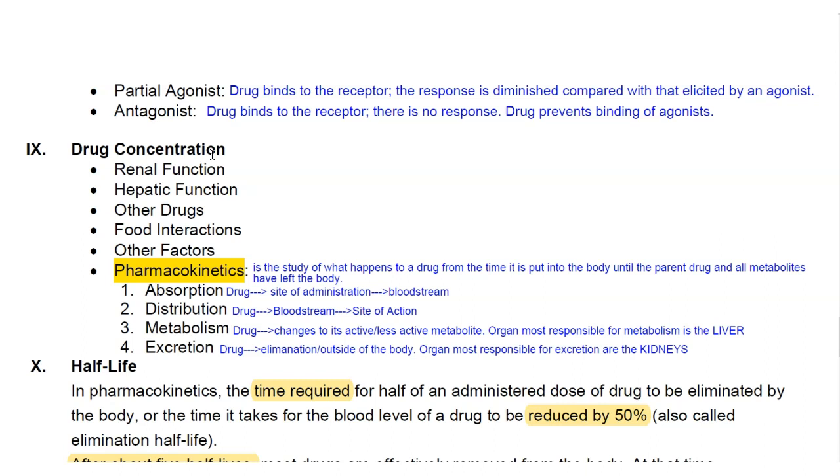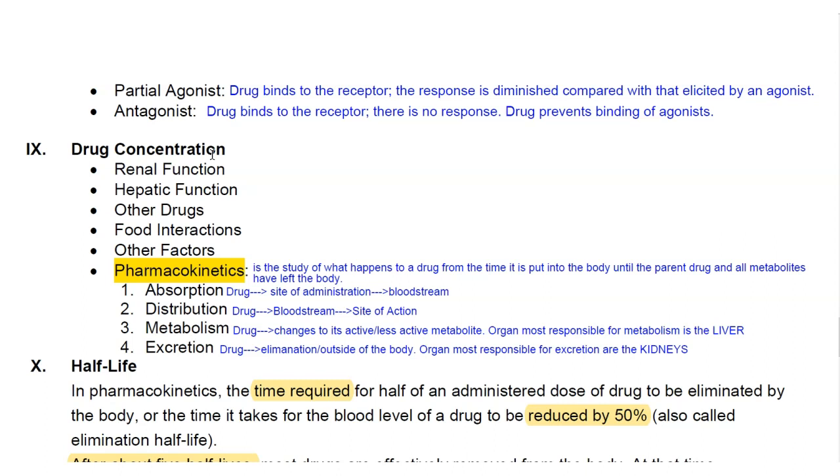And again, that's why we have to check our kidney function and liver function when it comes to administering certain medications. Now, other drugs can cause an interaction and can change the drug concentration in a patient's system or blood. Now, there are also food interactions. Some food may actually increase or decrease the concentration of certain drugs.